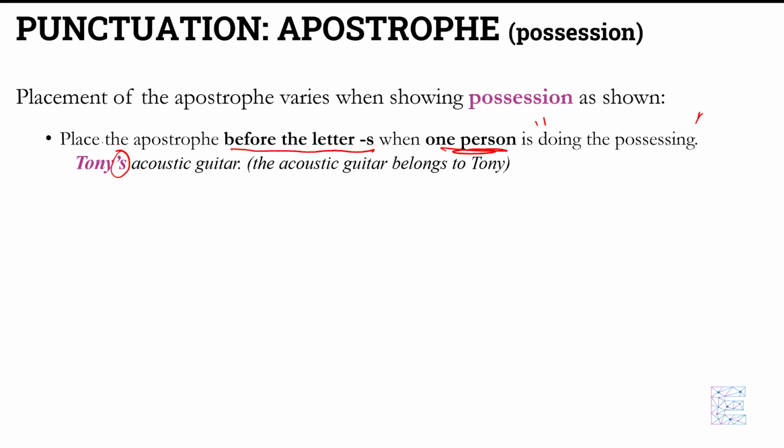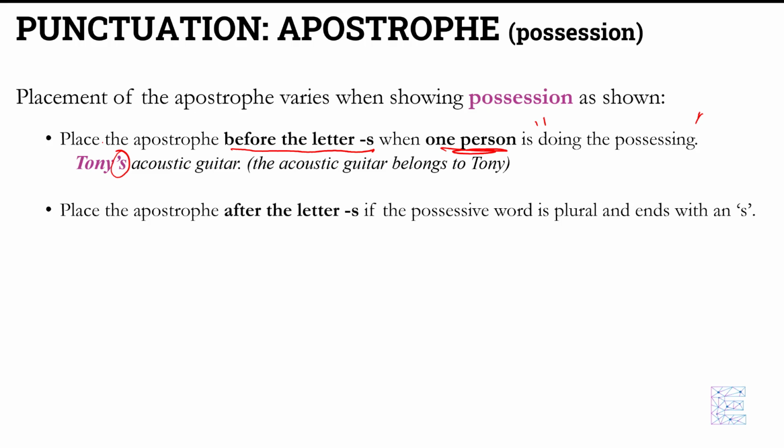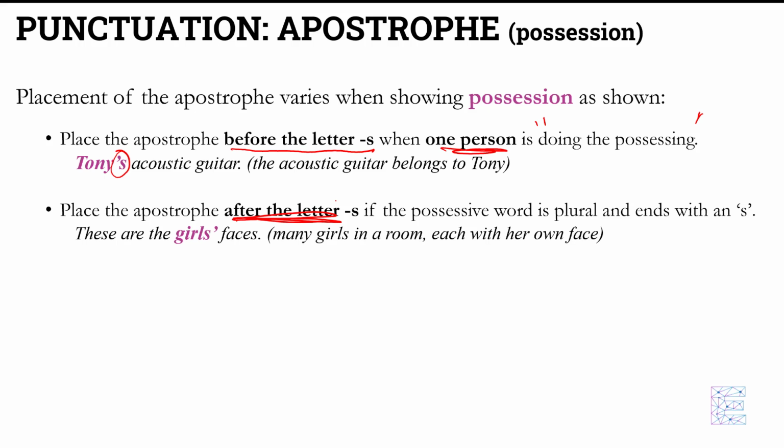Now, what would you do when you have a noun or a word that is plural and that word or noun ends with the letter S? In that instance, you put the apostrophe after the letter S. Here's an example. These are the girls' faces.